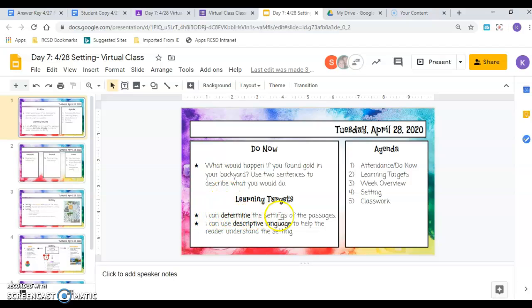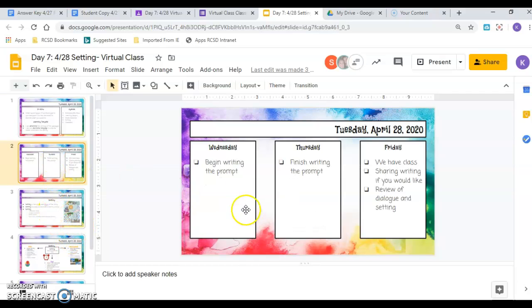I can determine the setting of the passages. I can use descriptive language to help the reader understand the setting. Attendance and do now, learning targets, weekly overview, setting, classwork. Okay, next, here we go.